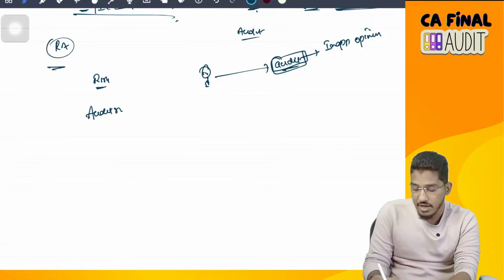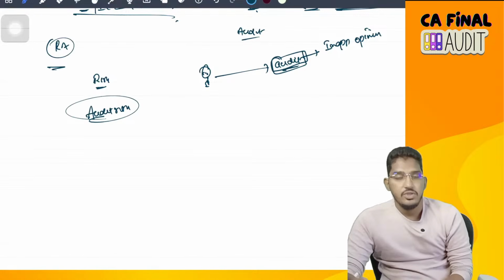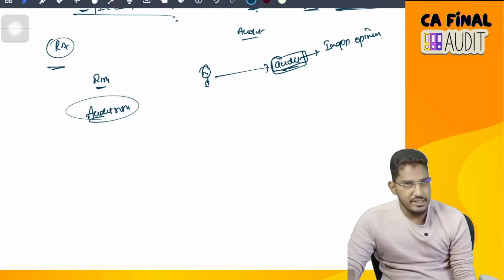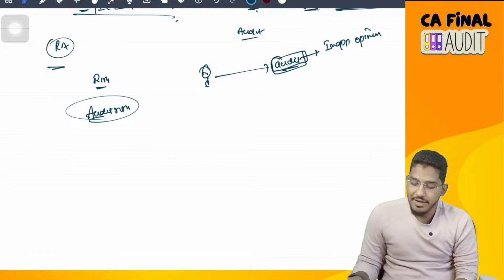So what do we call that risk? Audit risk, we are going to call it. So what is audit risk? If I define it as per the standards, they have defined the term audit risk something like this.